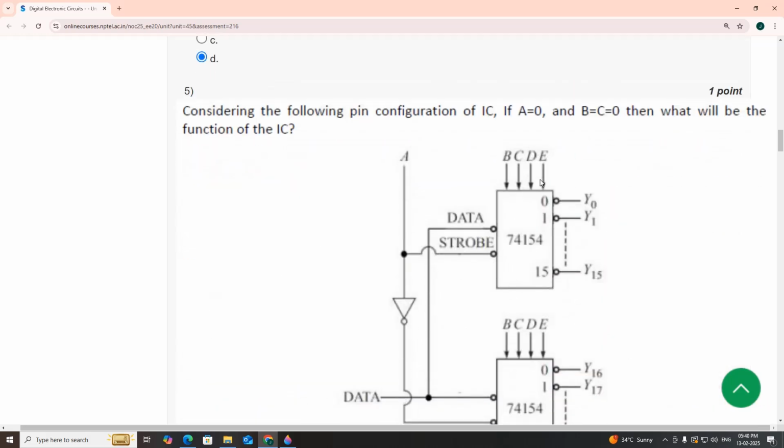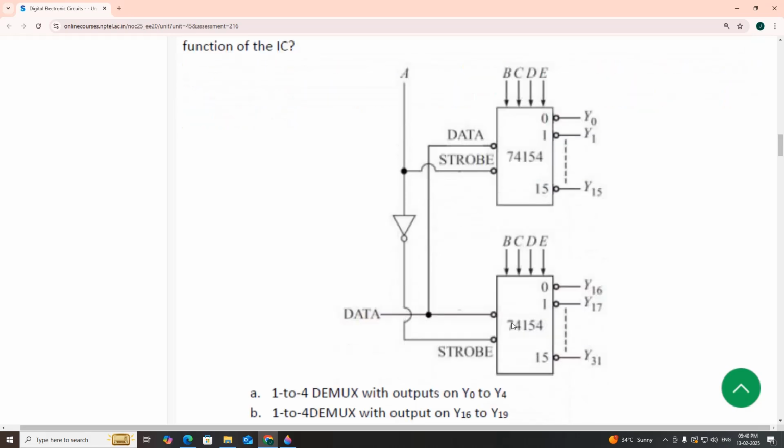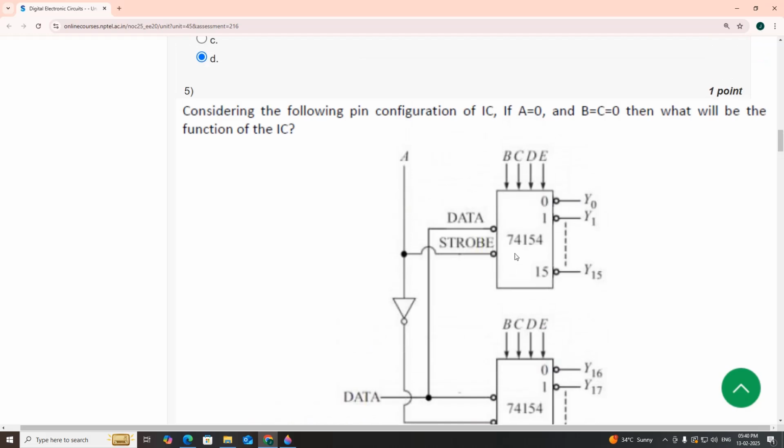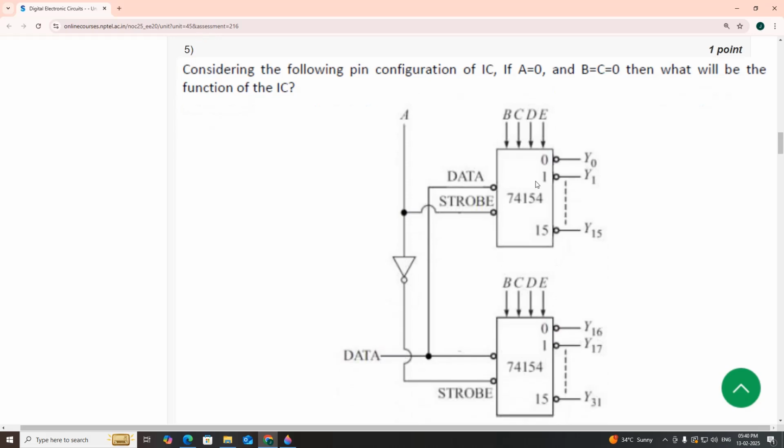Fifth one, 74154. Just remember, to enable 74154, the strobe input must be 0. The strobe input must be 0 to enable this particular IC 74154. Here also 74154. If the strobe is 1, this particular IC is not enabled.